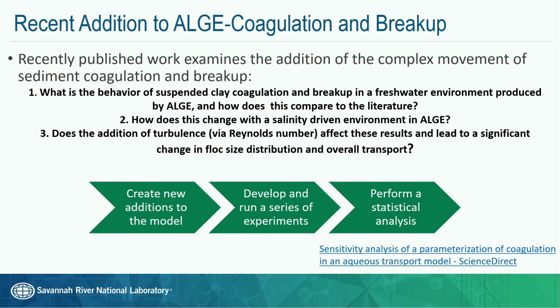To answer these questions, we broke the process up into 3 steps. The first was to create an addition of coagulation and breakup terms into the model's source code. The second was to develop and run a series of simulations, and the third was to perform a statistical analysis on the results to determine if there's any significant changes that occur between the simulations.